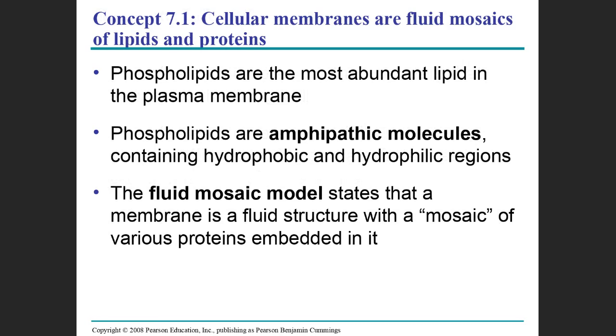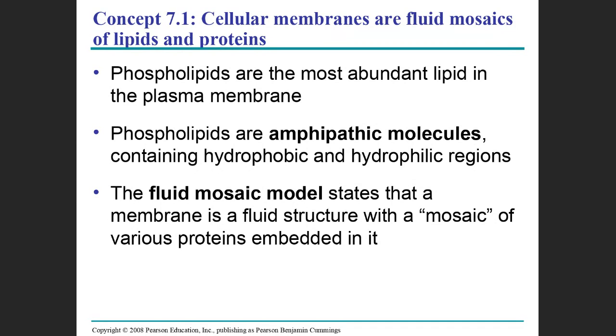Phospholipids are the primary type of lipid in the plasma membrane. And we talked about phospholipids having a polar head and a hydrophobic tail, so an oily, nonpolar tail. So that makes phospholipids amphipathic molecules. They have both hydrophobic and hydrophilic regions, so both polar and nonpolar regions.